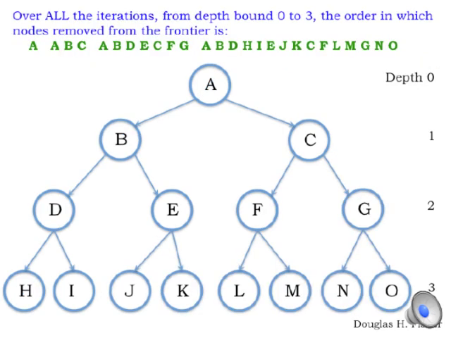Here's the order in which the nodes were removed from the frontier over all the iterations from depth bound 0 to 3. In the first iteration to depth 0, it was simply A. To depth 1, A, B, C. To depth 2, A, B, D, E, C, F, G. And finally, you can see the full enumeration of the depth-bounded 3 search at the very end there that I won't repeat. Each iteration of depth-first search repeats the same work as the earlier iteration.